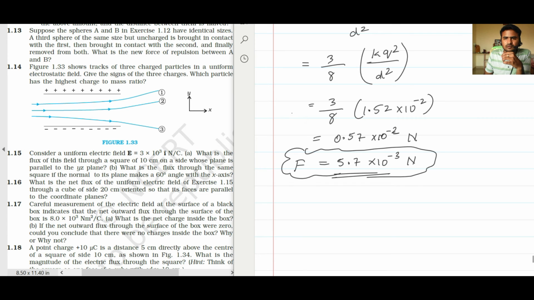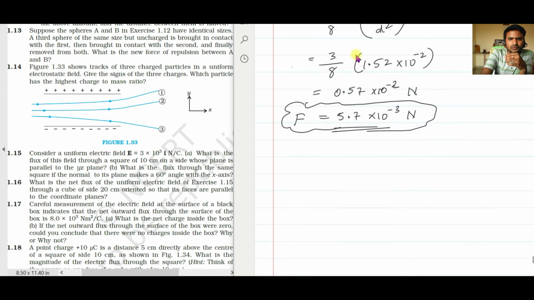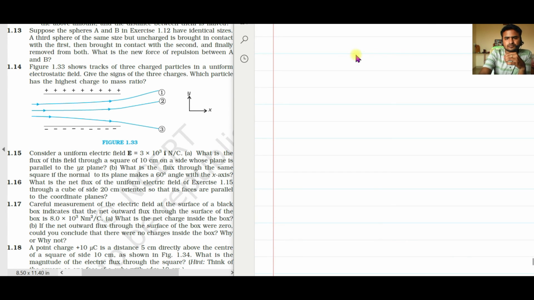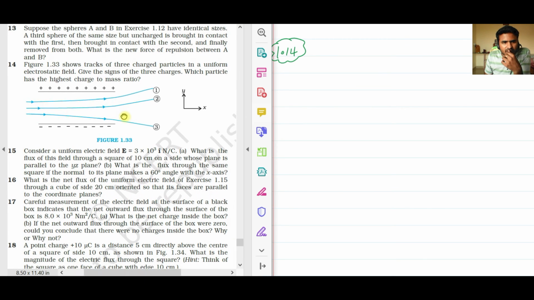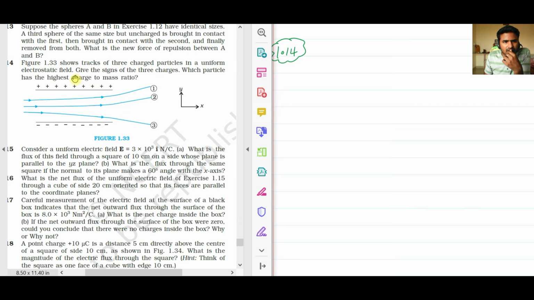So now we'll move to question number 14. Question number 14 here, 1.14. So this question says they have given two plates, okay. One is a positively charged plate, the other one is a negatively charged plate, and they're passing three charged particles, and they're asking us to find out which particle has the highest charge to mass ratio.